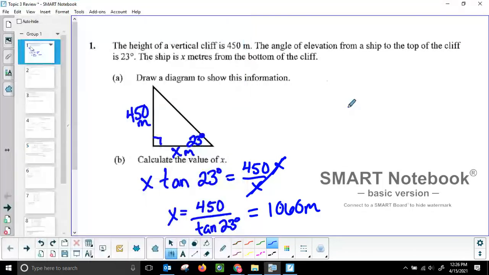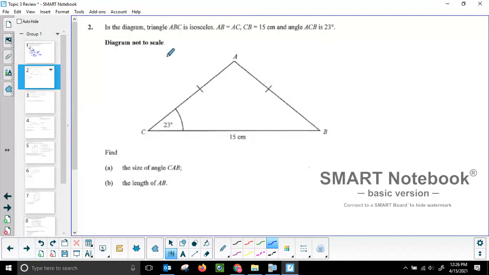All right, number 2. So in the diagram, triangle ABC is isosceles. AB is equal to AC, and CB is equal to 15 centimeters, and angle ACB is 23 degrees. So they have all of this on the diagram for you. They have these two sides marked congruent, and they have our angle given to us with the given side on here as well. So it says, find the size of angle CAB.